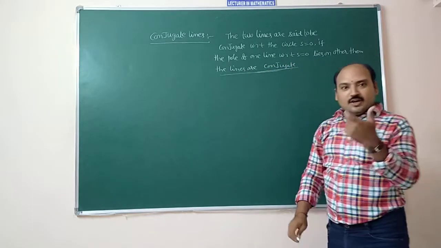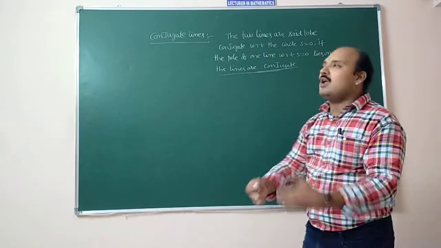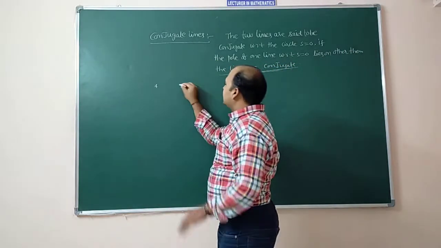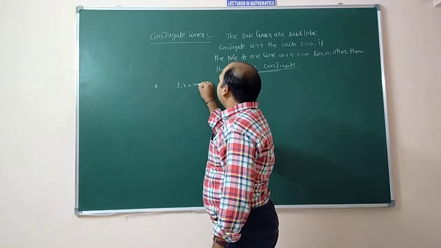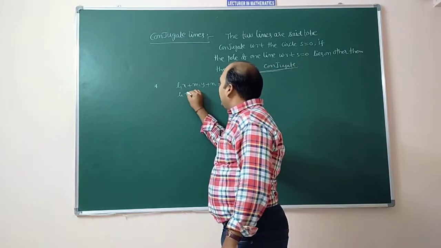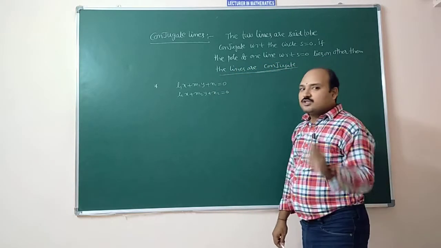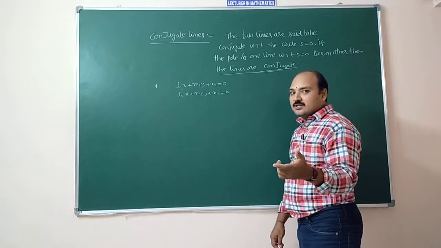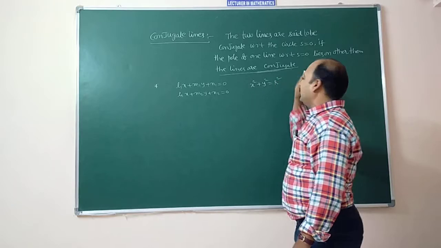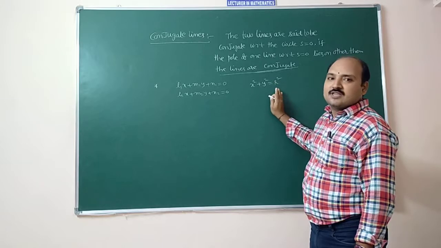So what is the meaning of conjugate lines? It means the pole of one line with respect to the given circle lies on another line. So how do we get the condition? Suppose the lines are L1x + M1y + N1 = 0, first line, and second line L2x + M2y + N2 = 0, second line. Suppose the circle is a small circle, meaning the standard equation of circle x² + y² = r². These two lines are said to be conjugate with respect to this circle.